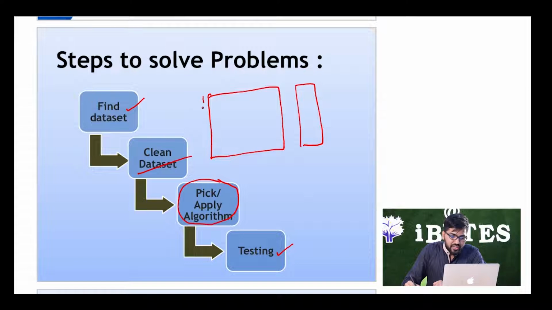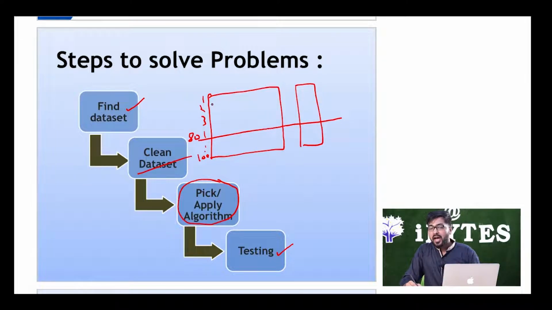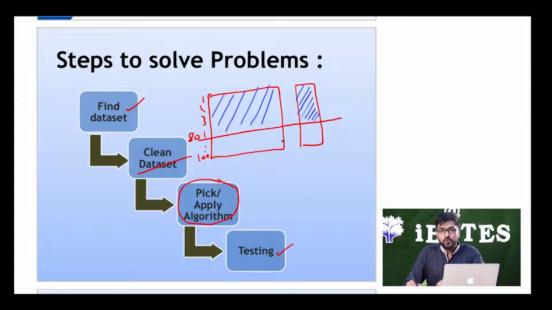So if I have 100 data points, I am going to split my data into two parts. The above data, let's say from point number 1 to 80, I am going to use to train my model, and the remaining 20 points I am going to use to test it.